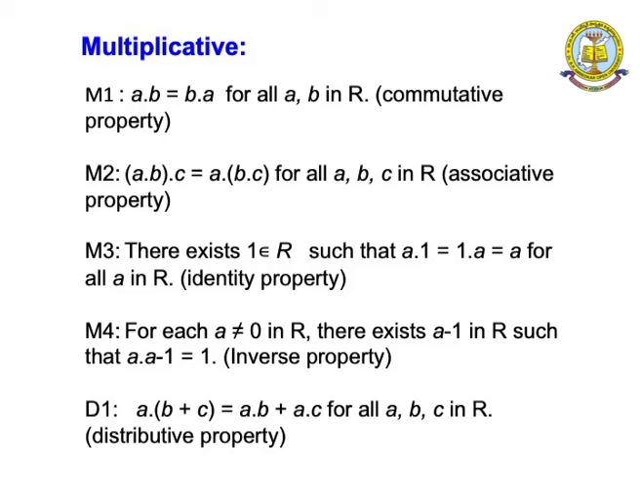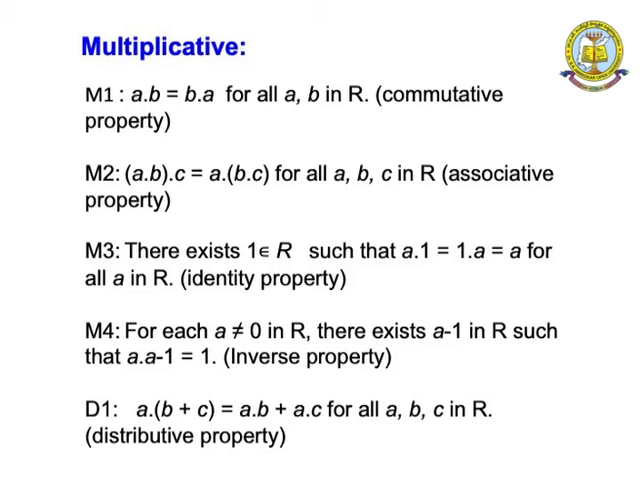Similarly, coming to the identity property, there exists 1 belonging to R such that a dot 1 equals a equals 1 dot a for all a belonging to R, then we can say here 1 is the multiplicative identity element in real number system. Similarly, coming to the inverse property, for a not equal to 0, there exists a inverse belonging to R such that a into a inverse equals 1, which equals a inverse into a. Then a inverse or 1 by a is called the inverse element of a with respect to multiplication in real number system. Similarly, coming to the distributive properties.